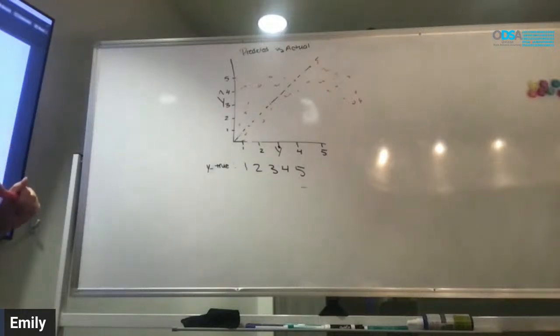Okay, how are we feeling? Prediction error plots? They're pretty straightforward. Just two data sets, x and y.